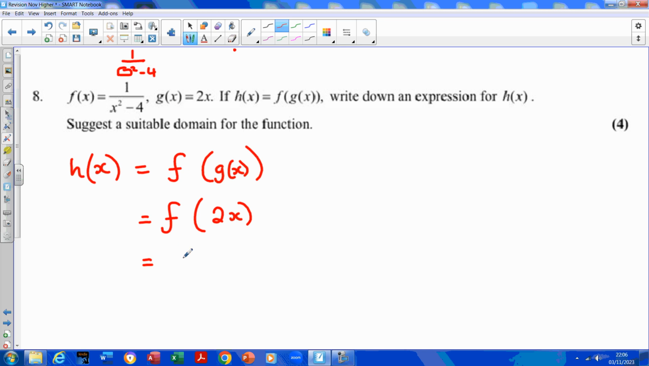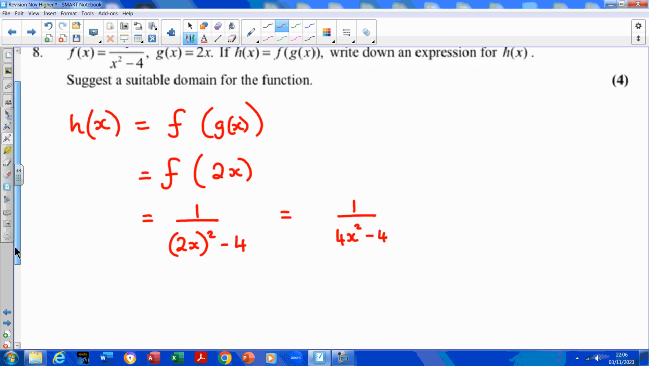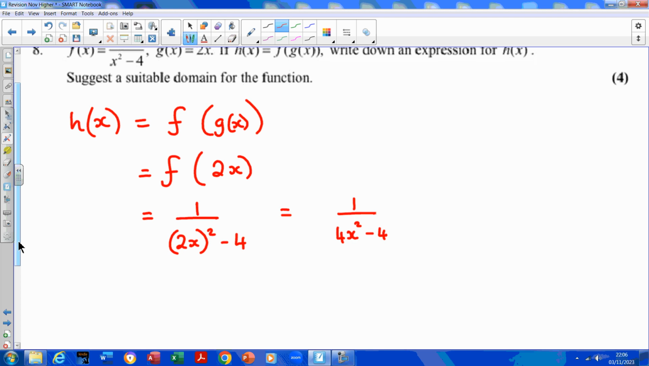So that will be equal to 1 divided by (2x) all squared minus 4. So we want to tidy that up a wee bit, so that's equal to 1 over 2x times 2x is 4x squared, so it's 4x squared minus 4, and that gives us h(x). Then it says we've got to suggest a suitable domain for that function. So that means we want to find numbers that we can substitute into that. Now there's two things in maths you can't do. You can't divide by 0 and you can't take the square root of a negative number.